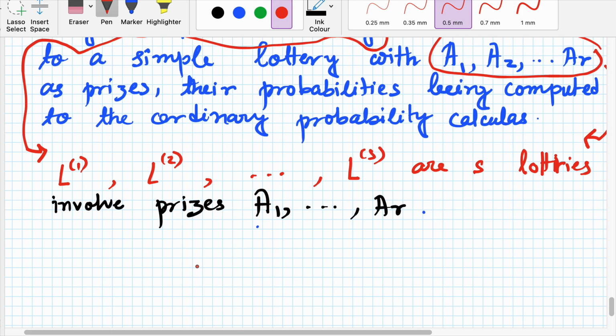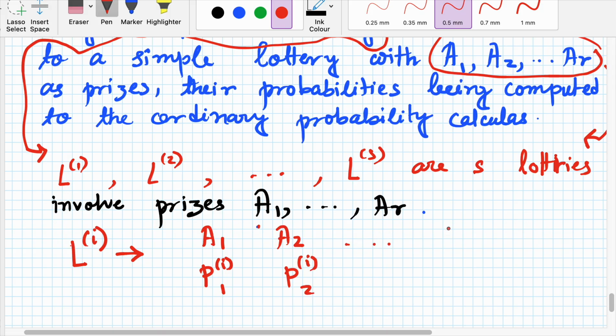Now A1 with what probability? Suppose lottery LI is defined such that in LI, prize A1 will appear with probability PI1, similarly A2 will appear with PI2, and similarly AR will appear with PIR.